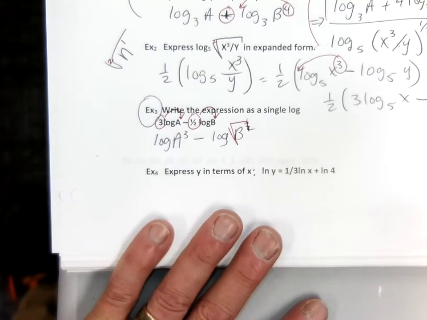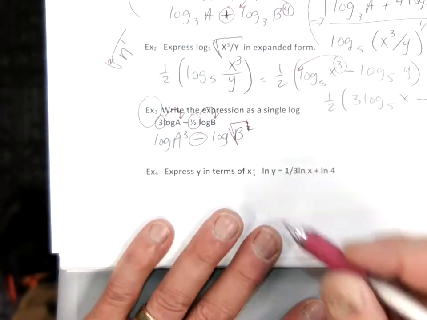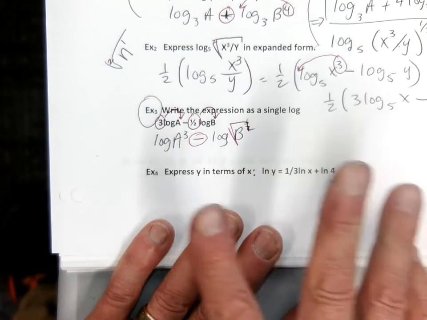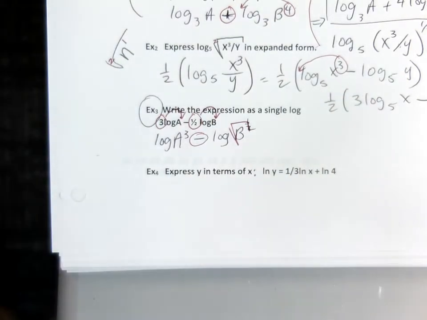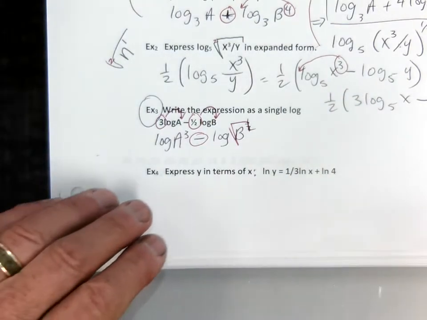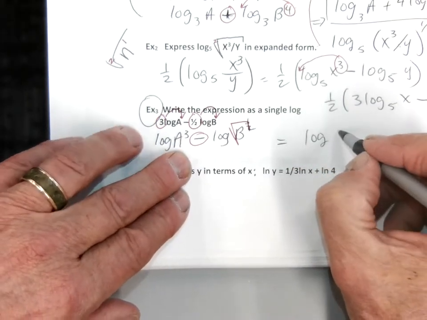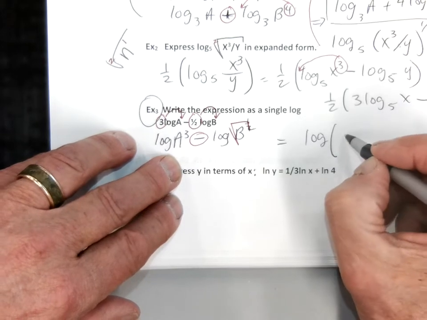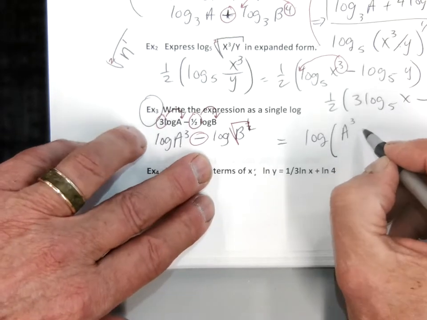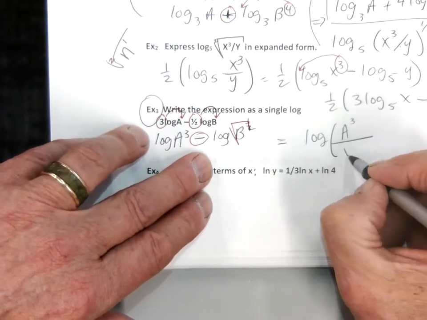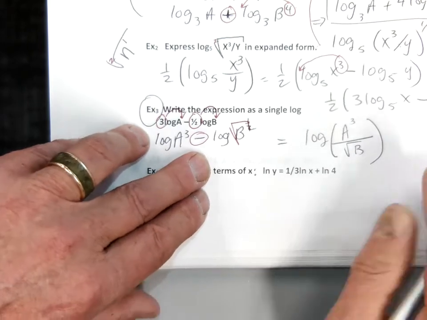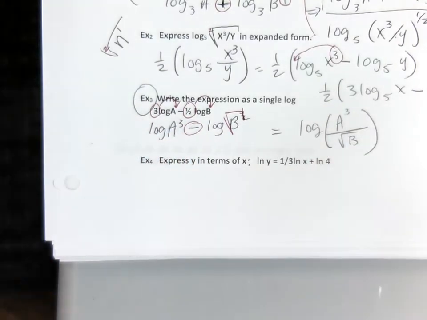Good. Now, the last thing I'm going to do is, you see this subtract? I'm going to bring them together as a single log, as with divide. So I'm going to rewrite this as a log of a to the 3rd divided by the square root of b. And there it is, as a single log. And it's an invisible base, so what's my invisible base? Good. Right. Example 4.